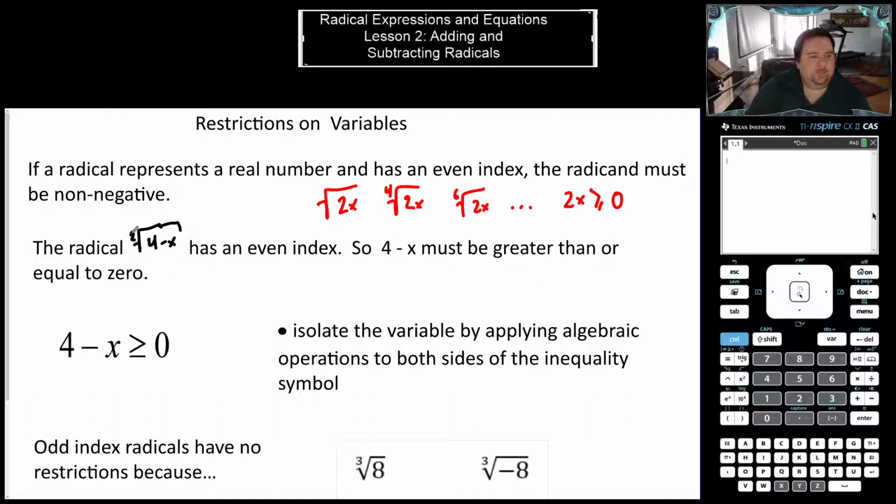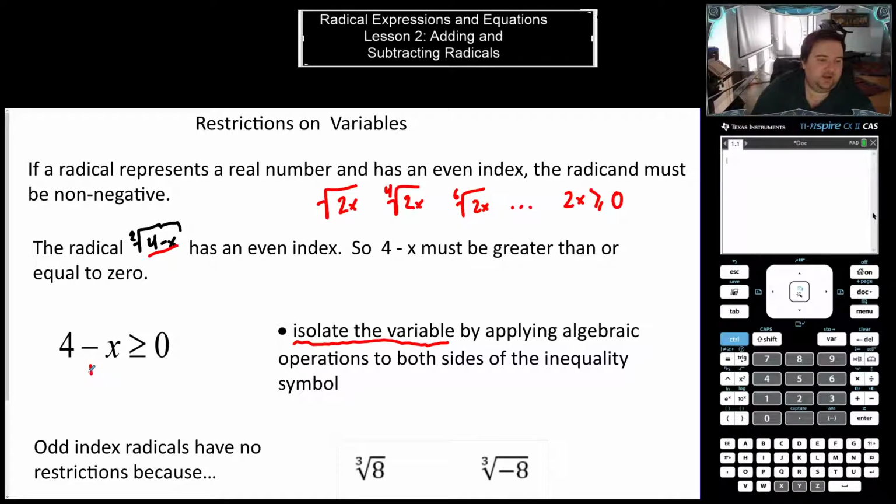Let's look at this example. The radical, the square root of 4 minus x, has an even index. So what that means is 4 minus x, because it's the radicand, has to be greater than or equal to 0. And the way you write that is you just write the radicand, 4 minus x is greater than or equal to 0. But remember, we have to isolate the variable.